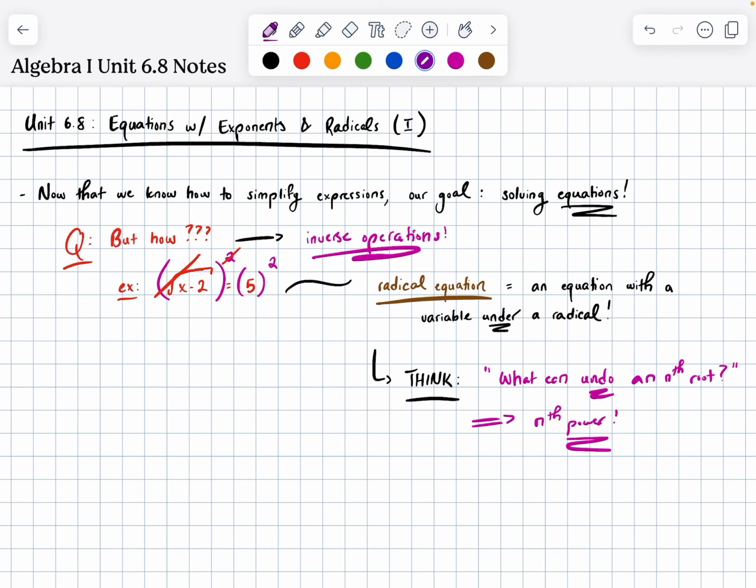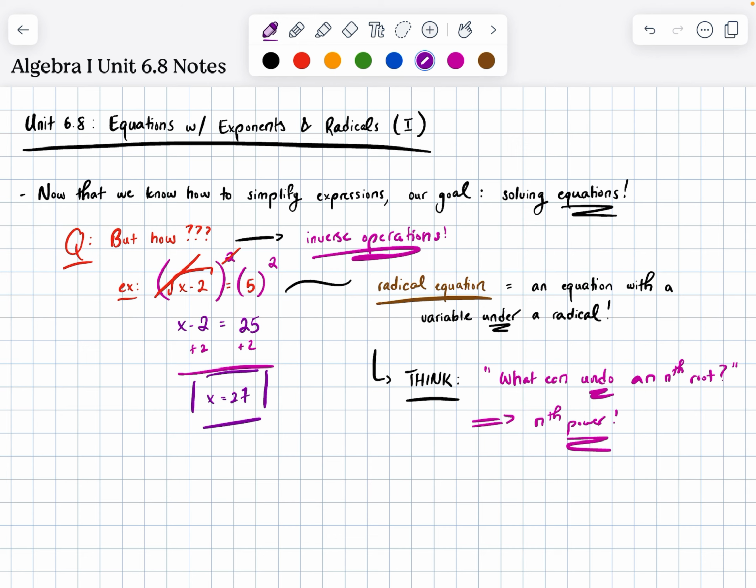So if I square the left side, I need to square the right side as well. So on the left, the square and the square root, they're inverses, they cancel out, and I'm just left with the argument of x minus 2, the stuff inside of my radical. And on the right, I now have 5 squared. Well, 5 times 5 I know is 25. To get x by itself, all I need to do is add 2 to both sides. Look at that. x equals 27 is my answer.